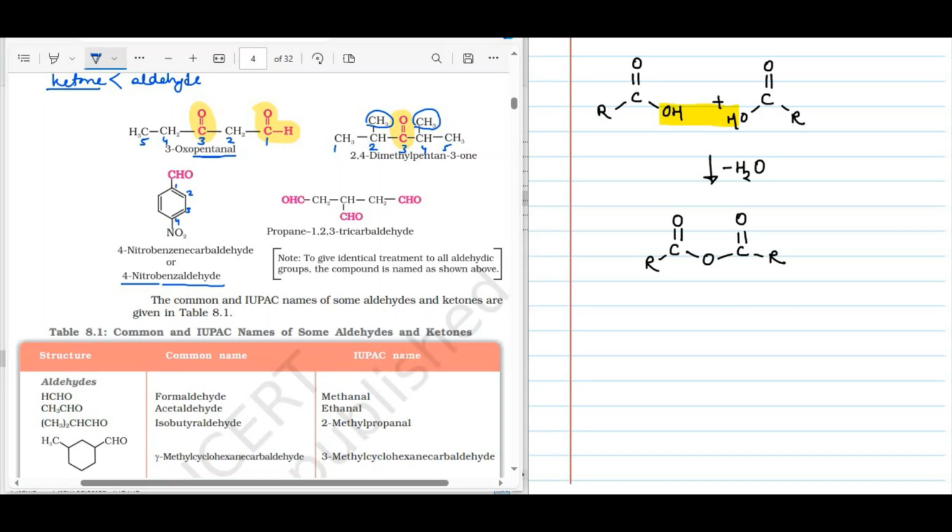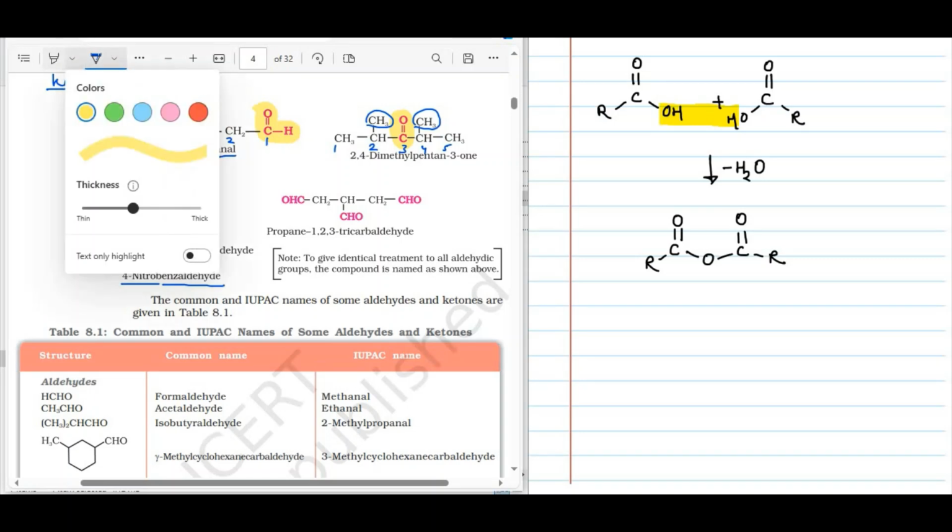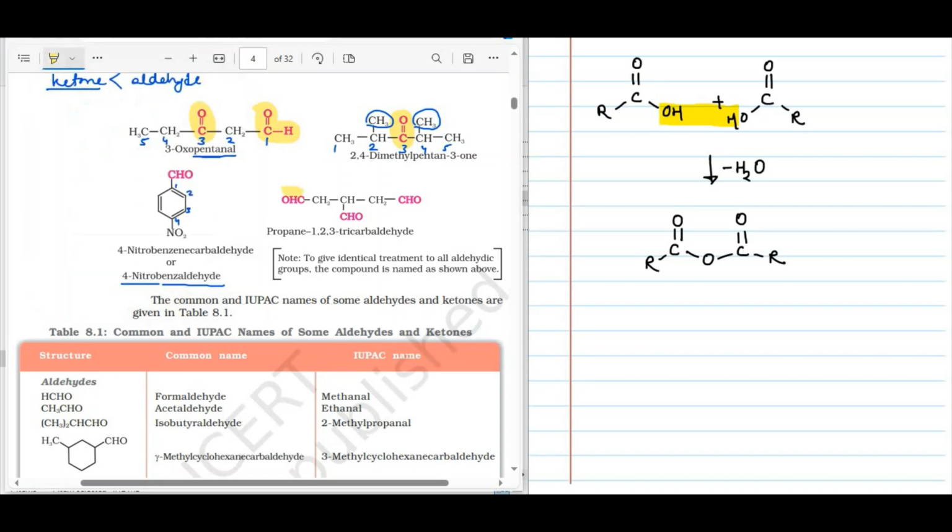Now come to the next example. Here, identify the functional group. So there are 1, 2 and 3 aldehyde groups. You have to give the same preference to all the aldehyde groups. So first of all, number the chain. So this is 1, 2 and 3. So the aldehyde group is present at the 1, 2 and 3 carbon. It is bonded to the 1, 2 as well as the 3 carbon.